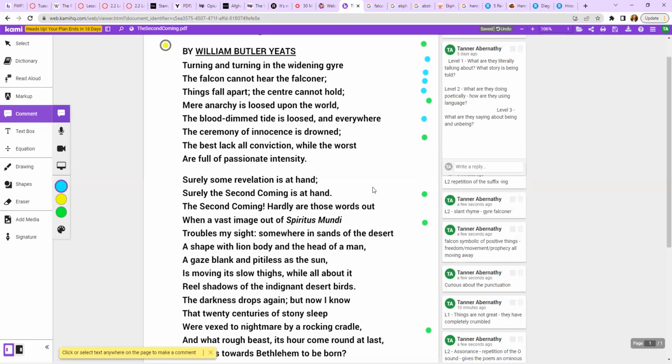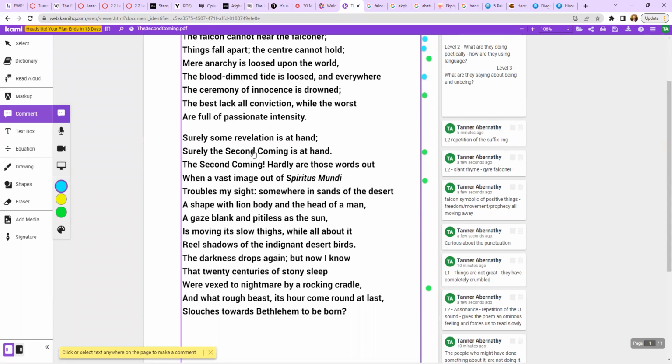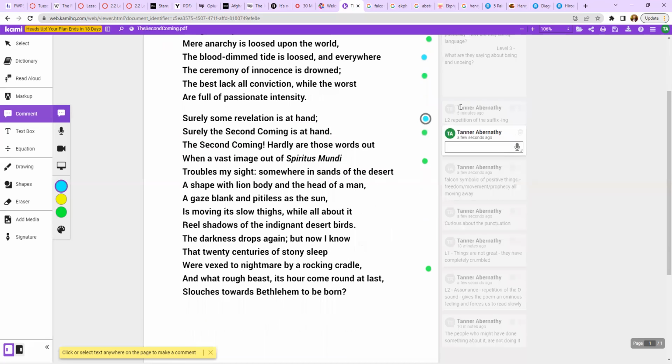The best lack all conviction, while the worst are full of passionate intensity. I'm sure there's more here, especially with sound, repetition. Surely some revelation is at hand. Surely the second coming is at hand. And I think these are two biblical references. And in the Bible, they don't use exclamation points, at least not in the traditional Hebrew that a lot of it was written in, or Greek, I assume, or Aramaic. So instead of exclamation points, when something's important, they repeat it. And here we have that right here.